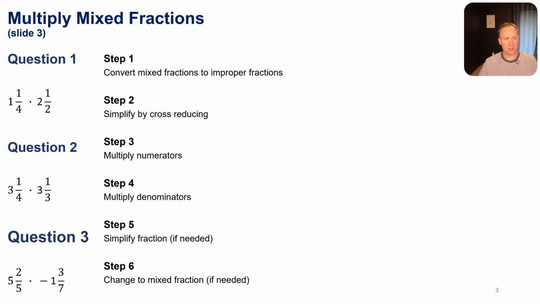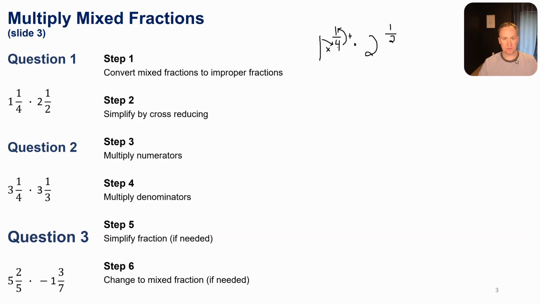Okay, let's go ahead and do a few more multiplying mixed fraction type problems, now with the specific steps that I'm going to recommend we use. So starting with question number 1 here, we have 1 1/4, that's a mixed fraction, times another mixed fraction, 2 1/2. Now, our first step here is we are going to convert the mixed fractions to improper fractions, which again is to multiply our whole number by the denominator and then add that to the numerator.